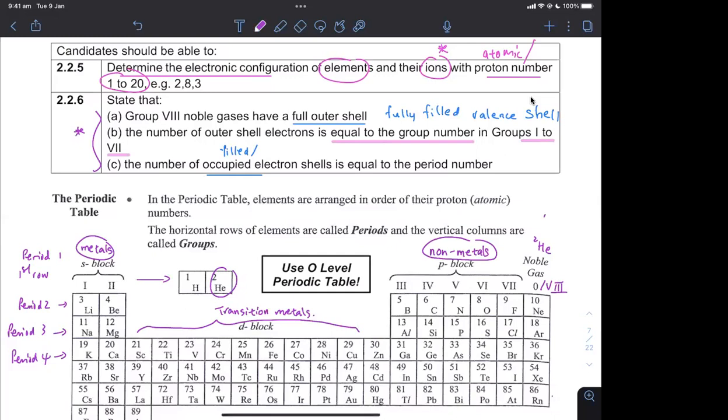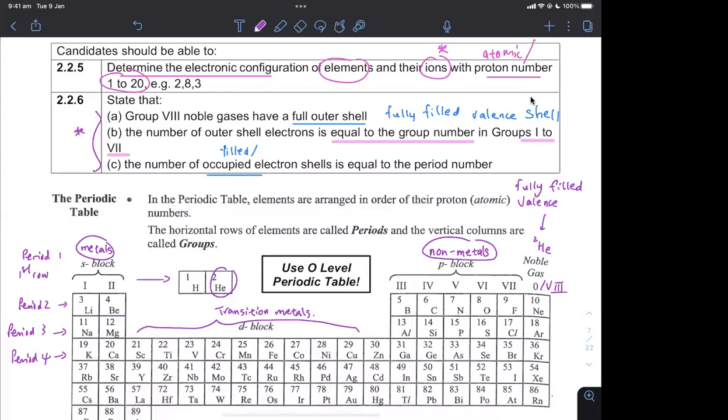This fully filled outer shell is the objective for a lot of other atoms when they lose electrons. So metals on the left-hand side will lose electrons in order to go to a fully filled outer shell so that they will behave like noble gases. Noble meaning unreactive, inert, stable. Whereas non-metals will want to gain electrons, and then they will have the same number of electrons as noble gases, and therefore they will have a fully filled outer shell, or what we call fully filled valence shell.